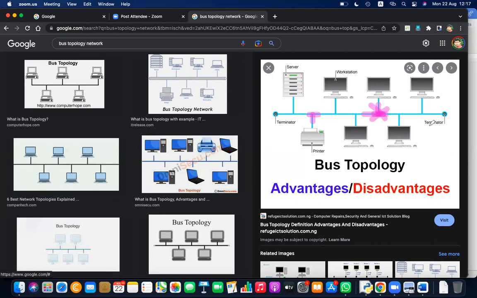True, yes, but there are main disadvantages also. The main disadvantages are interruptions. Adding or removing new computers will definitely interrupt. And not just that, if there's maintenance, it will interrupt. So that is the bus network. I hope this is clear to you.